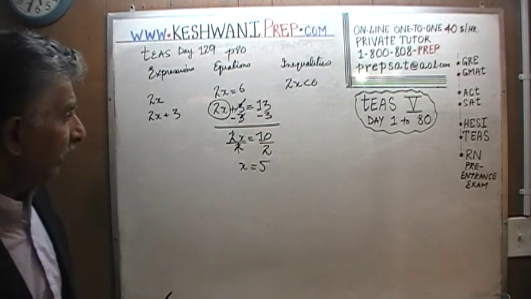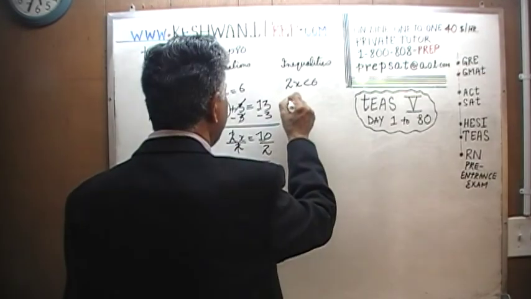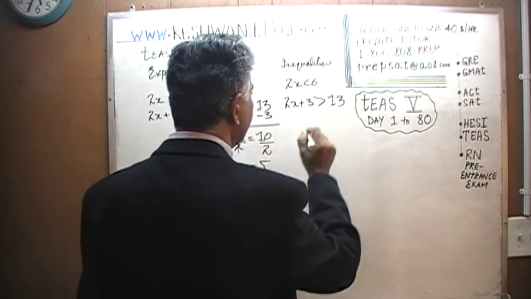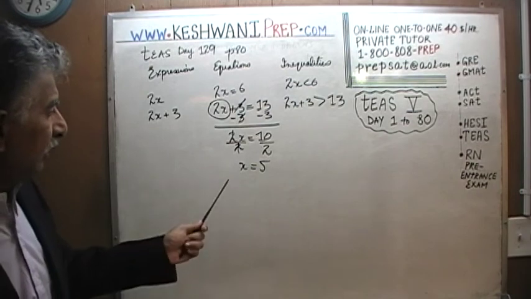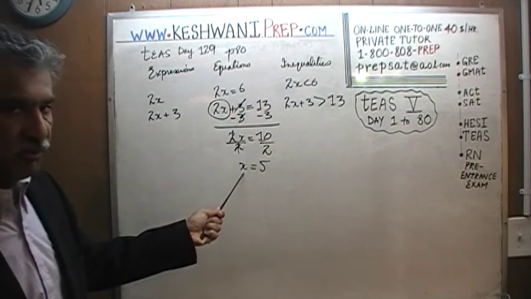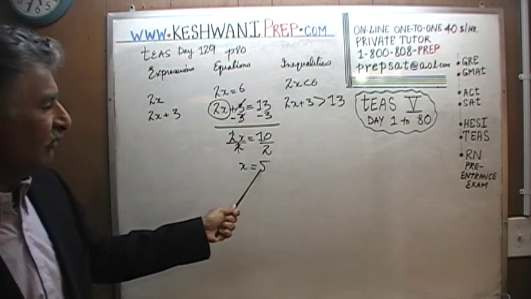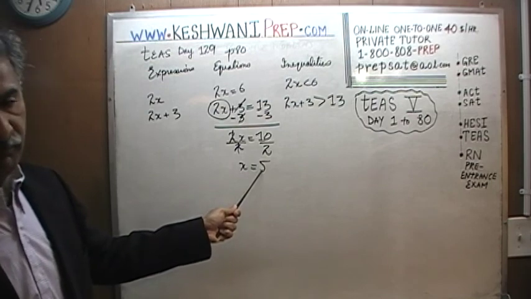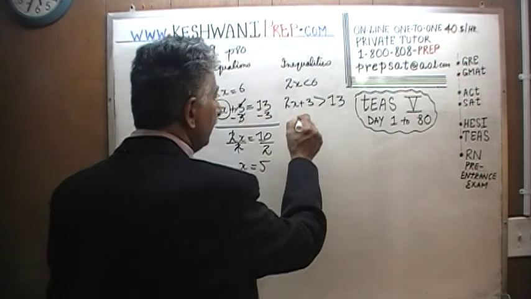Now, instead of an equation, we could have had an inequality. 2x plus 3 is greater than 13. Nothing is going to change. The only thing that is going to change is that the solution is now going to say, instead of x is equal to 5, x will have to be more than 5. But nothing else is going to change.